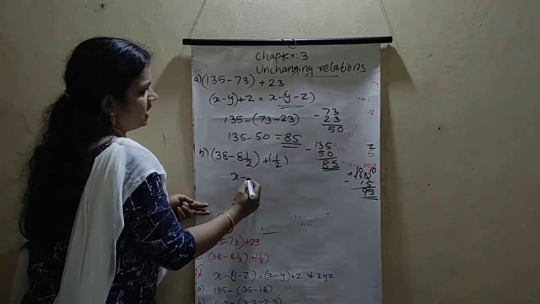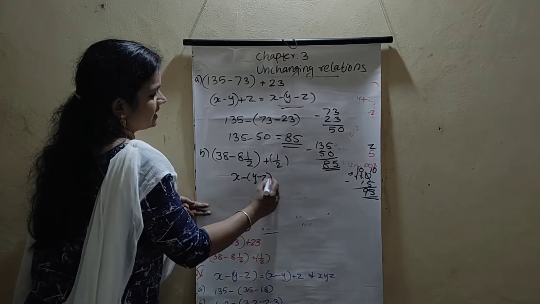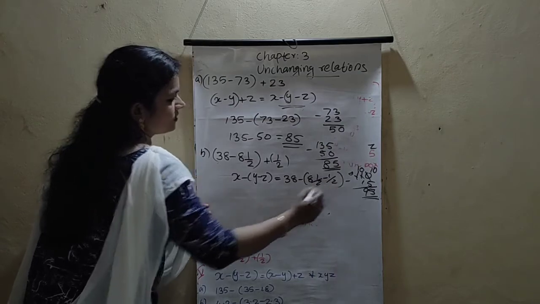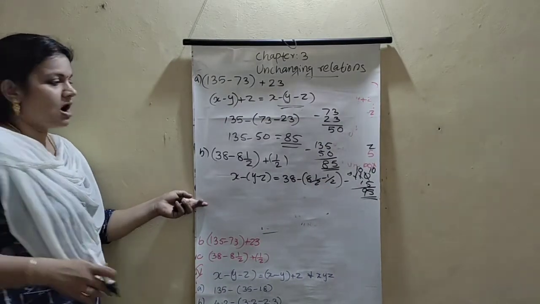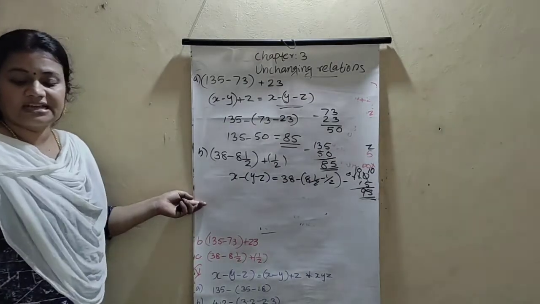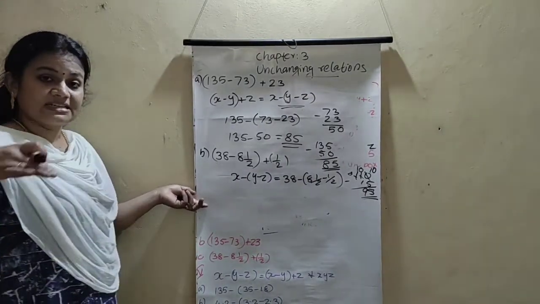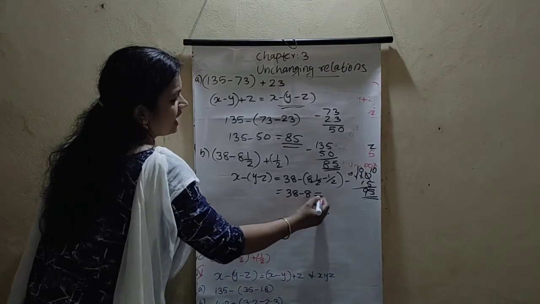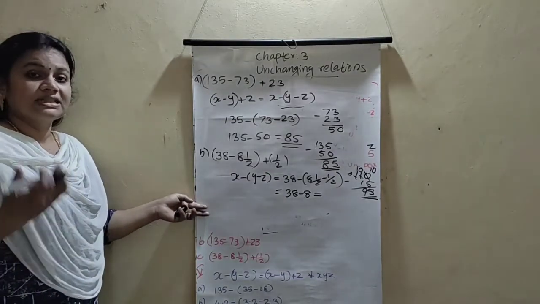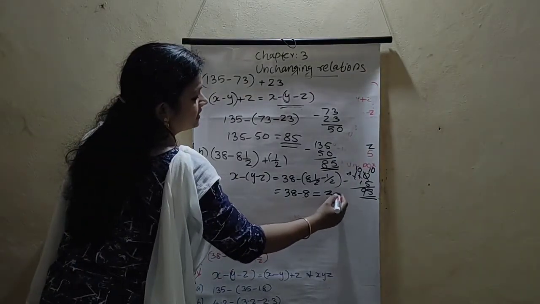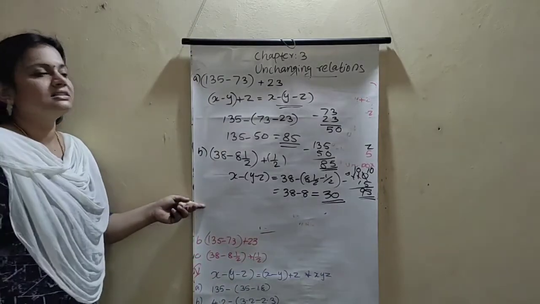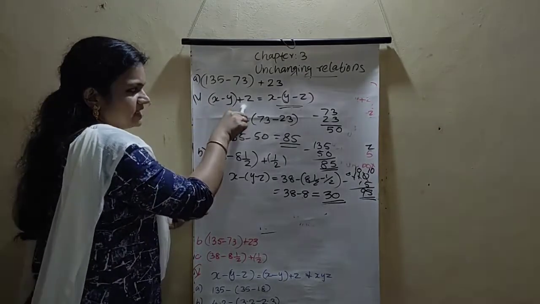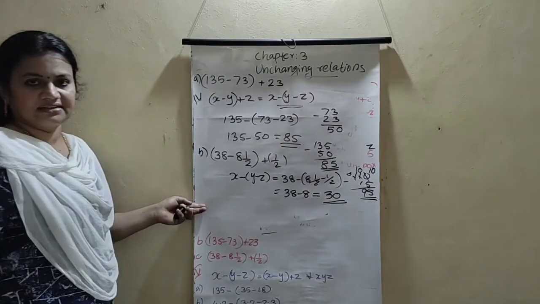So we select x minus y minus z is equal to 38 minus 8 and half minus half. What is 8 and half minus half? The half cancels. 8 and half minus half, what is the answer? 8. Then you do 38 minus 8. What is the answer? 38 minus 8 is 30. This is the fourth equation: x minus y plus z is equal to x minus y minus z.